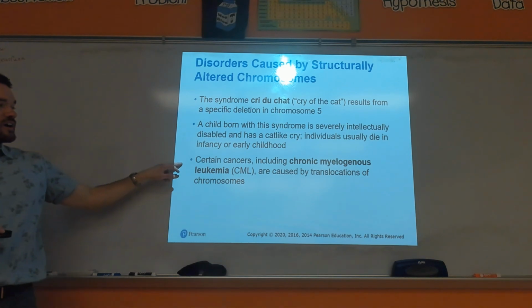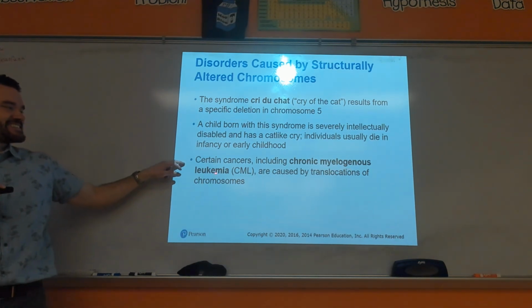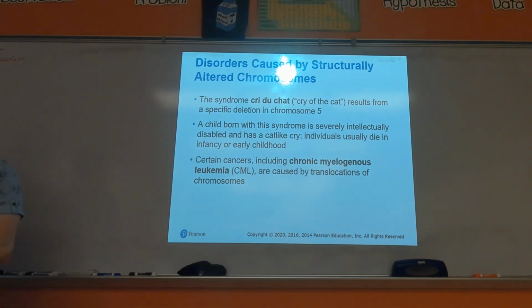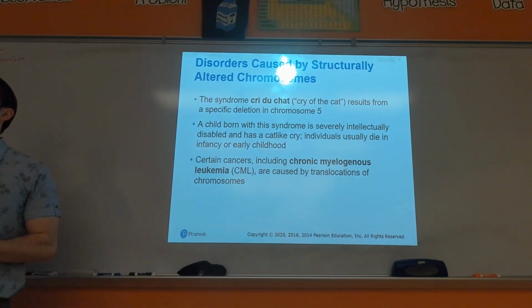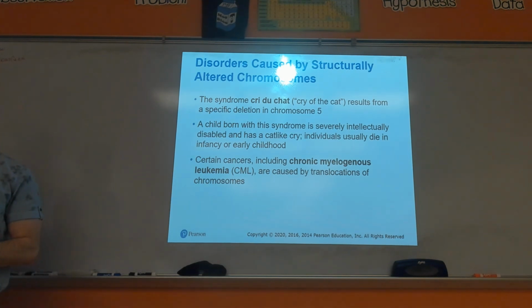Certain cancers, such as chronic myelogenous leukemia, a certain kind of leukemia, are caused by a translocation of chromosomes. Again, for the AP exam, you don't have to memorize these specific disorders. They're just examples of how changes in chromosome number or structure can lead to a genetic disorder.